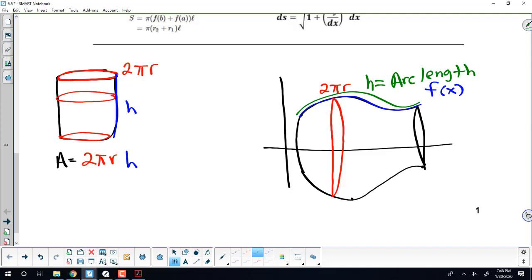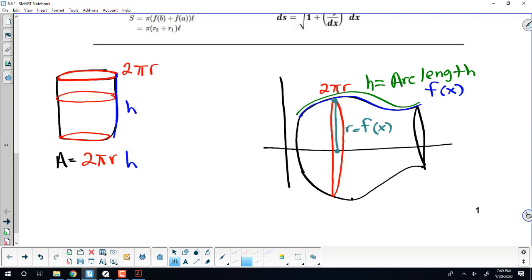R is actually defined as, what's the radius of this particular circle I drew? Half of the x, or top minus bottom. It's this length again, top minus bottom. That's just f of x minus 0. So that's the formula for the surface area.